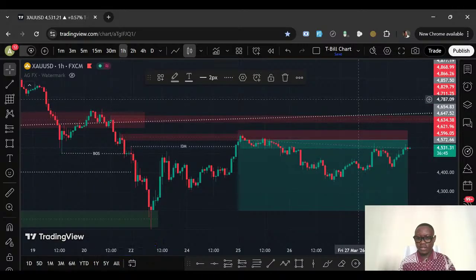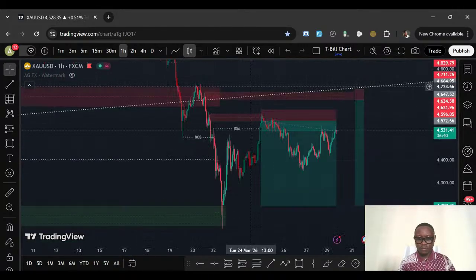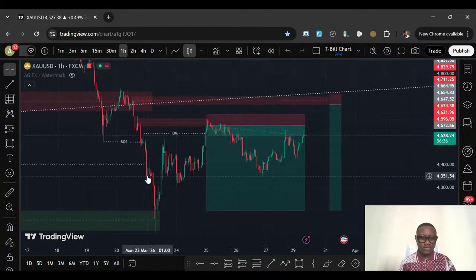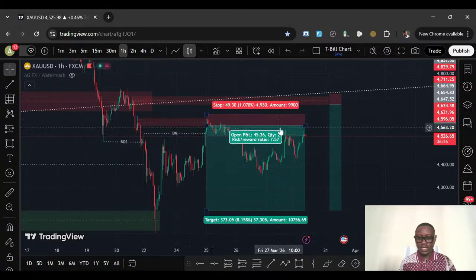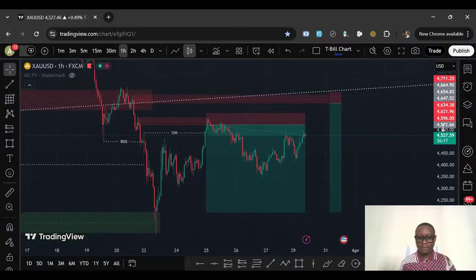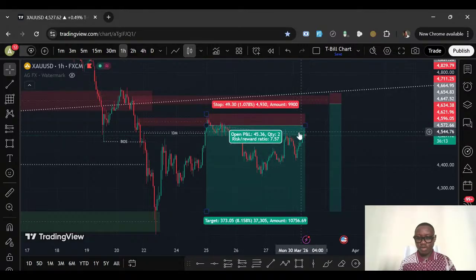Let's further refine the zones. Now on the 1H time frame, we got this break of structure and we got this inducement, and here is our order block. And it is on this order block we took our entry right here, and we got a 7.57 risk to reward ratio. And this setup, as mentioned, is very much valid.